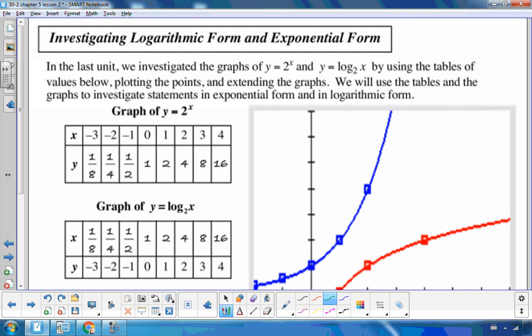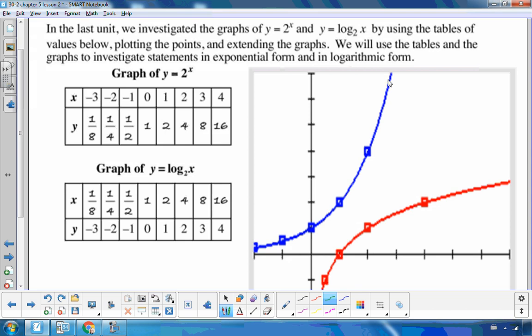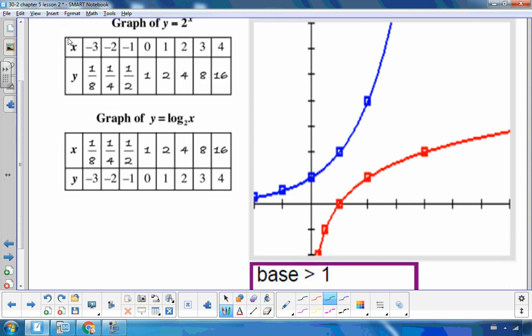In the last unit, you guys already looked at something like this. You looked at a graph 2 to the x, which I have here in blue, using a table of values. I just plug in my x values there and come up with the corresponding y values. And then we also looked at the graph of a log function, so log base 2 of x. Notice the bases are the same. And since they're inverses, the x becomes y, the y becomes x, and you can see here it's a reflection about that identity line of y equal to x, which is what makes it an inverse.